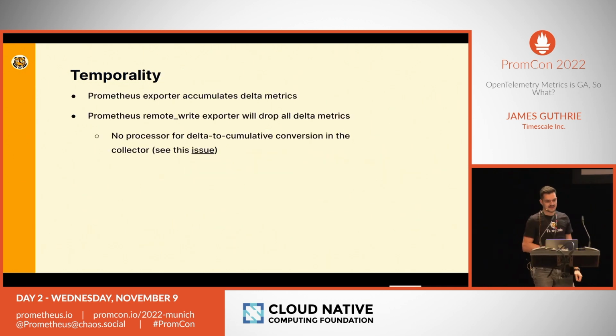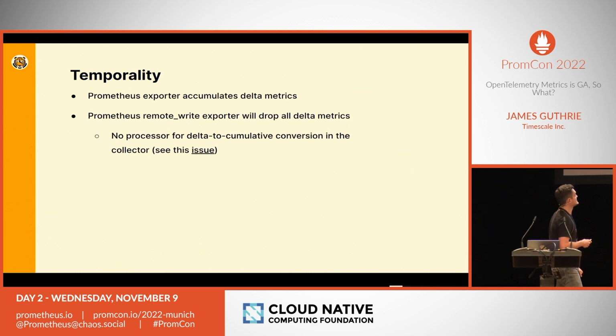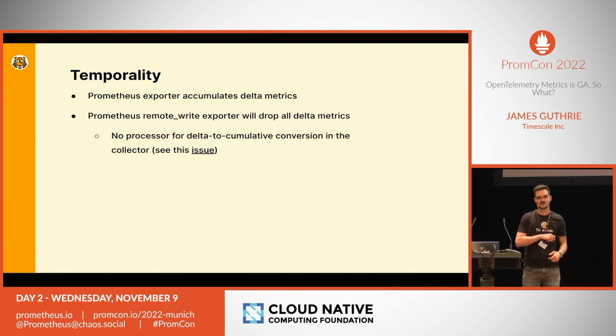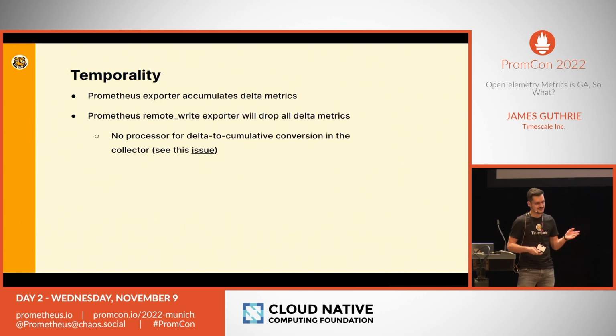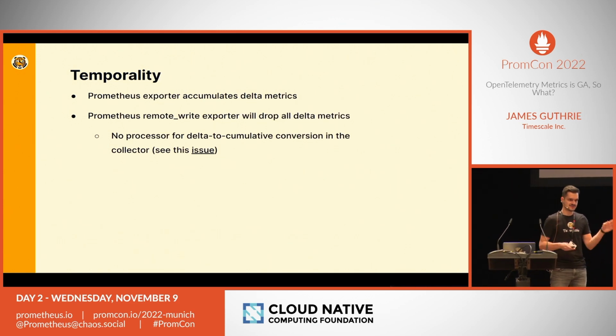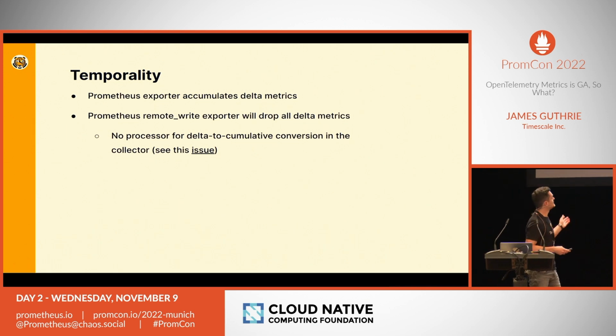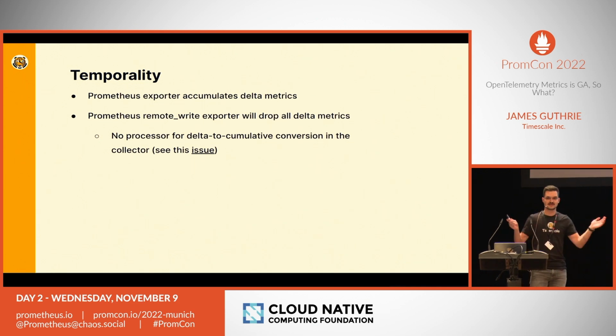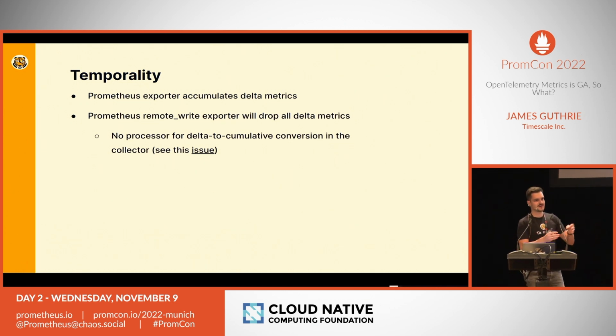OK, so how is this dealt with in practice? In practice, the Prometheus exporter will accumulate delta metrics. So I didn't actually mention this, but when you instrument your code, you can choose to do it cumulative or delta. And so if the Prometheus exporter receives delta metrics, it will accumulate them, whereas the remote write exporter will basically say, delta, can't do this, drop it. There is no processor, which you would maybe expect. Like you could just plug in a processor to the collector, and it would do the delta to cumulative conversion. That doesn't exist. But that's not because it's not wanted. There is an open issue. So if you feel like stepping back from your YAML, then maybe that would be something you could do.